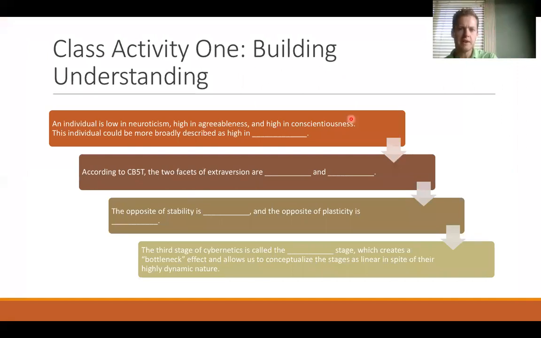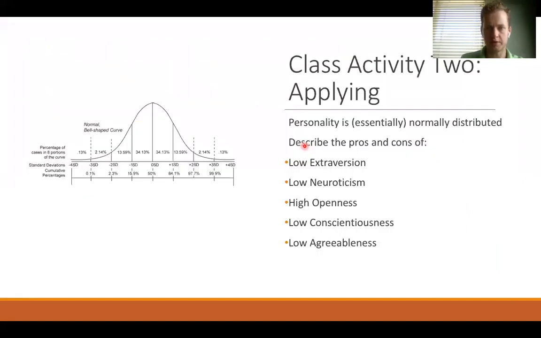So I have a few class activities. We'll do a couple here, then I want to get to the other one for sure. The first one: an individual is low in neuroticism, high in agreeableness, and high in conscientiousness. This individual can be more broadly described as high in stability. Those all make up the cluster of stability. And we're going to go ahead and skip to this one. I think this is really important to cover.